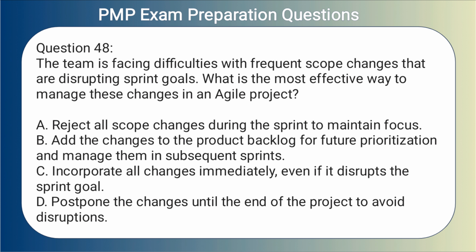Question 48. The team is facing difficulties with frequent scope changes that are disrupting sprint goals. What is the most effective way to manage these changes in an Agile project? A. Reject all scope changes during the sprint to maintain focus. B. Add the changes to the product backlog for future prioritization and manage them in subsequent sprints. C. Incorporate all changes immediately, even if it disrupts the sprint goal. D. Postpone the changes until the end of the project to avoid disruptions.